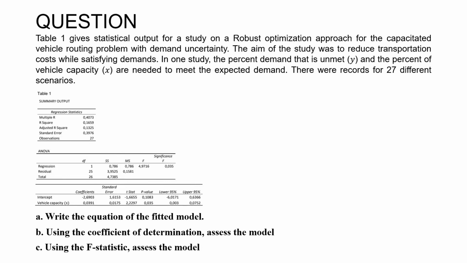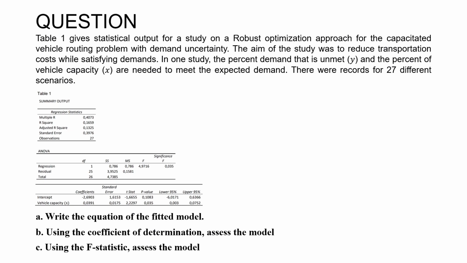Right then, welcome back. Let us look at this example together. Table 1 gives us a statistical output for a study on a robust optimization approach for the participated vehicle routing problem with demand uncertainty. The aim of the study was to reduce transportation costs while satisfying demands.